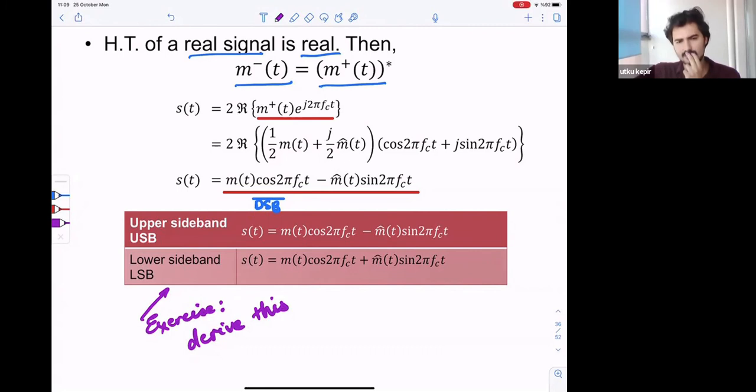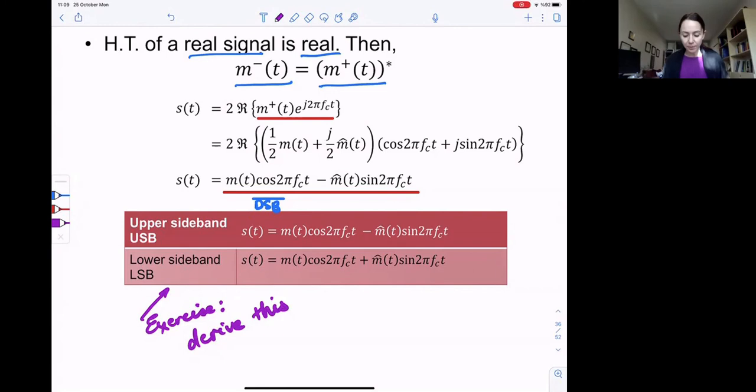Student: Is s(t) real or complex? Yes, s(t) is real, because m Hilbert is real. This term is real. And if you think about the spectrum, it is symmetric.